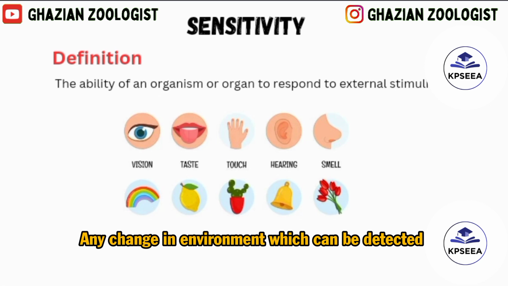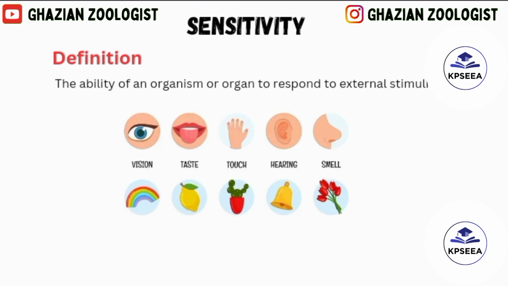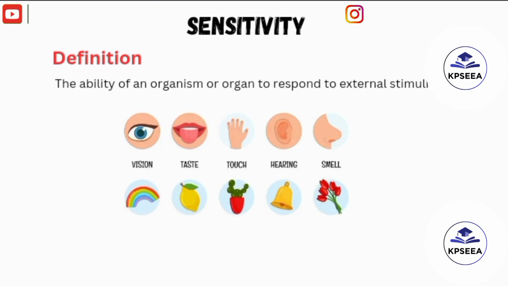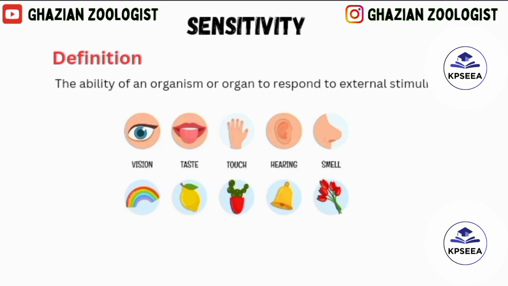There are 5 different sense organs in our body that detect these stimuli. Those are eye, tongue, skin, ear, and nose. The eye is used for vision, tongue is used for taste, skin is used for touch, ear is used for hearing, and the nose is for smelling. These 5 different sense organs are used in sensitivity.